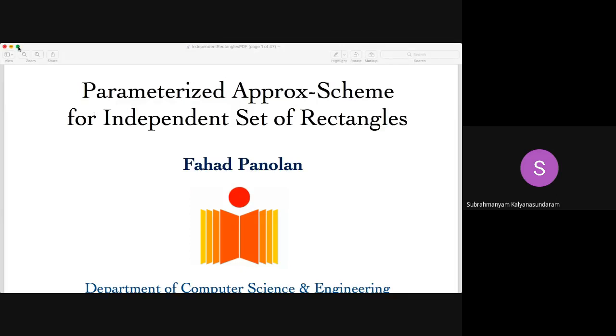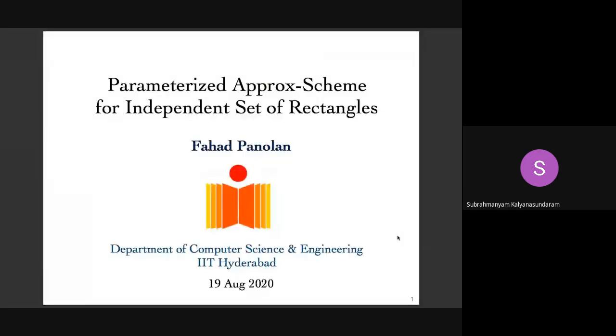Welcome to the, I think, 7th talk in the CS Theory Seminar Series. So today we have Fahad, who's going to talk about parameterized approximations for independent set of rectangles, right? Which is, I think, the independent set problem in the rectangle intersection graph. Okay, Fahad, you can begin.